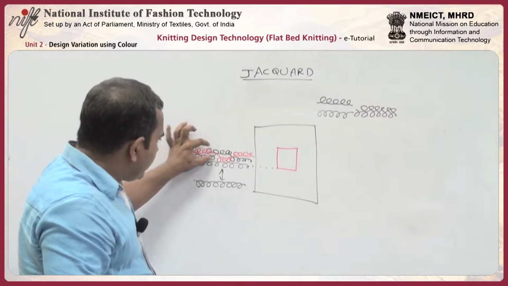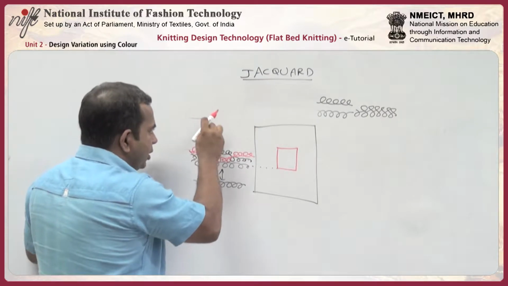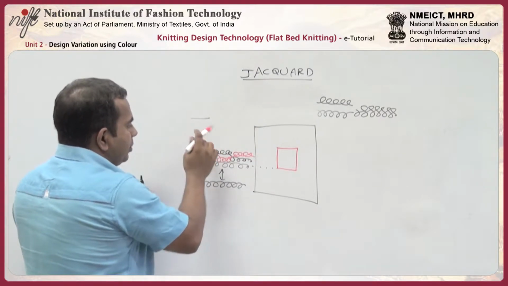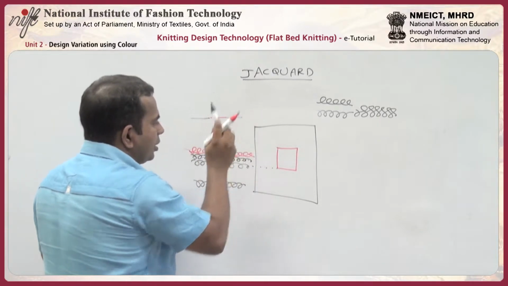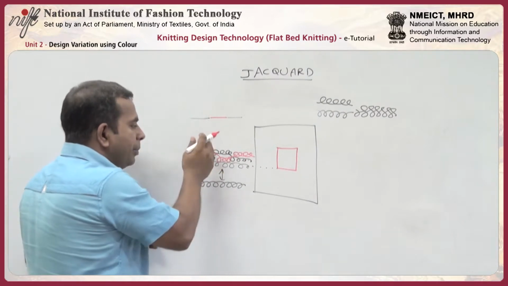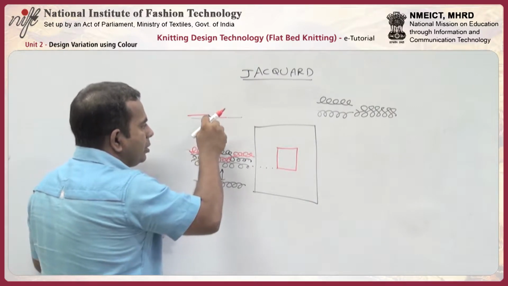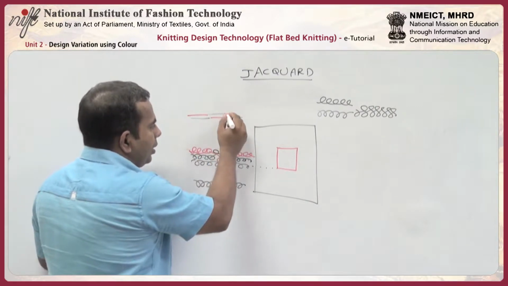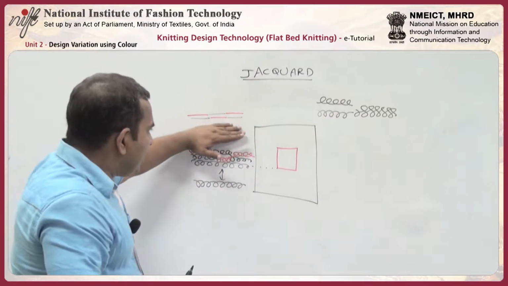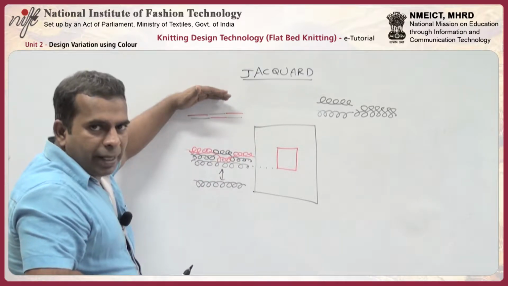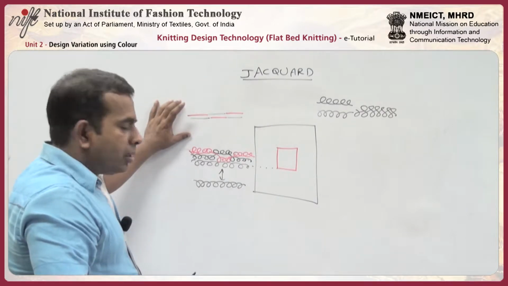So if you look at this particular set of courses, you can clearly see there is a front knit happening with black, then there is a front knit happening with red, again front knit happening with black. If you look at the back side of it, there is a red color knitting happening at the back, then black color knitting, again red color knitting. So you can see the design is getting reversed in the back side. That is the reason we call this a reversible jacquard.